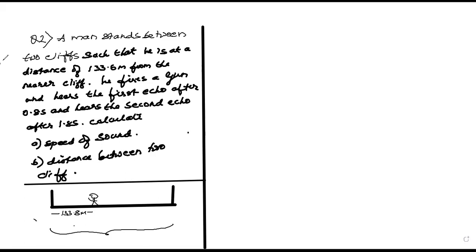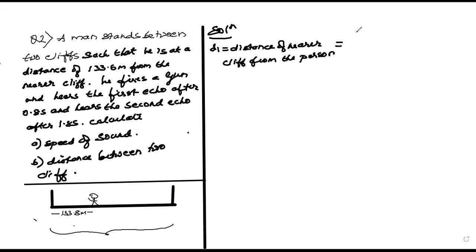So simple, children. Let me take this as D1, the distance of the nearer cliff from the person. How much it is, children? This is 133.6 meter.